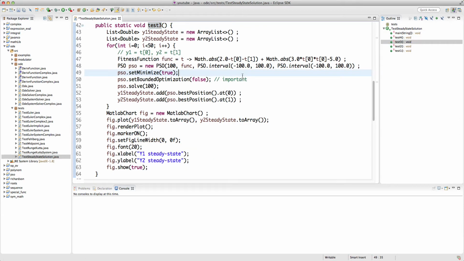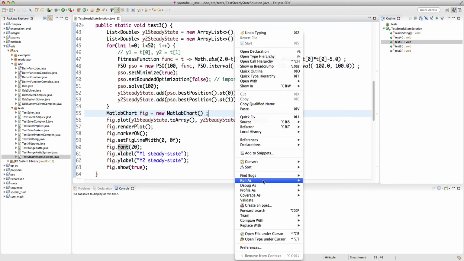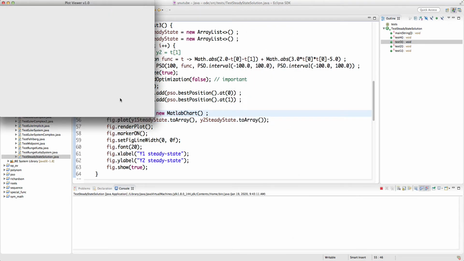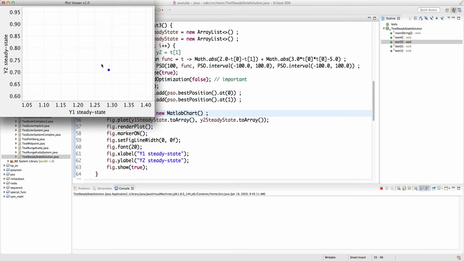And in test 3, what I'm doing is basically creating a list of double values, two array lists, and running the PSO 50 times, hoping that eventually when I run it randomly, I end up with all the solutions, all the minima of this fitness function, which I do. And then I create a chart, plot y2 versus y1, render it, set the line width to 0, set the font to 20, and then let's plot. As you can see, this is one point and this is another point. All right, so we end up with 2 points.